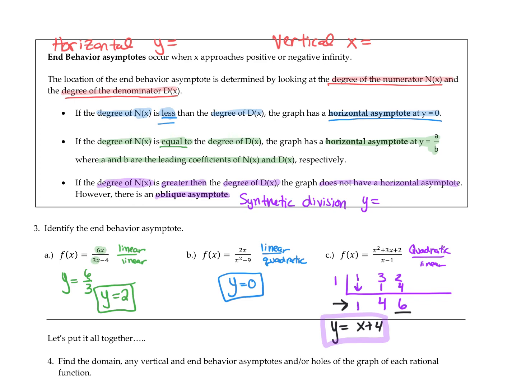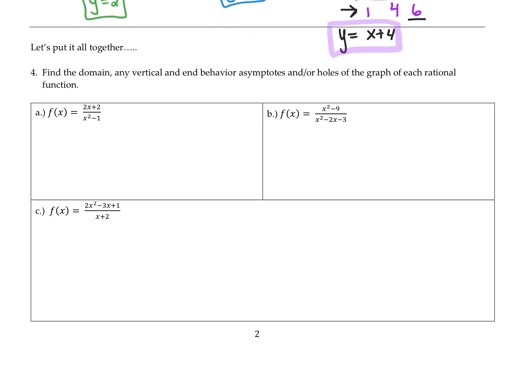All right, let's put all of these things together now. So now we want to find the domain, any vertical or end behavior asymptotes, and any holes. So first, let's do our domain. So this denominator will factor into x plus 1 over x minus 1. My numerator will factor into 2 over x plus 1. So based on this denominator, I know x cannot equal -1 or 1. So when I do my domain, it'll be negative infinity to -1, union -1 to 1, union 1 to infinity.